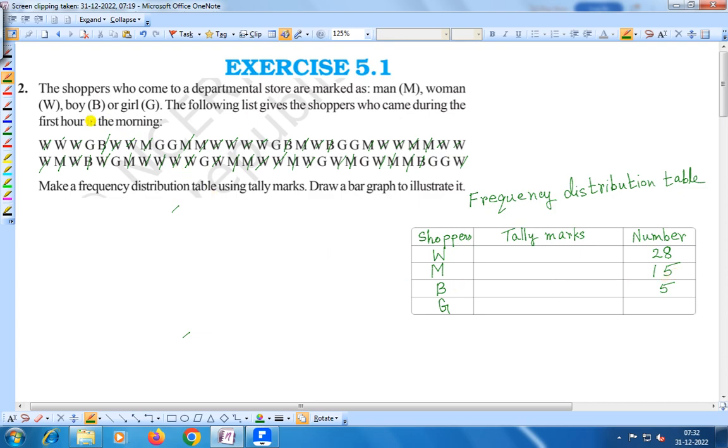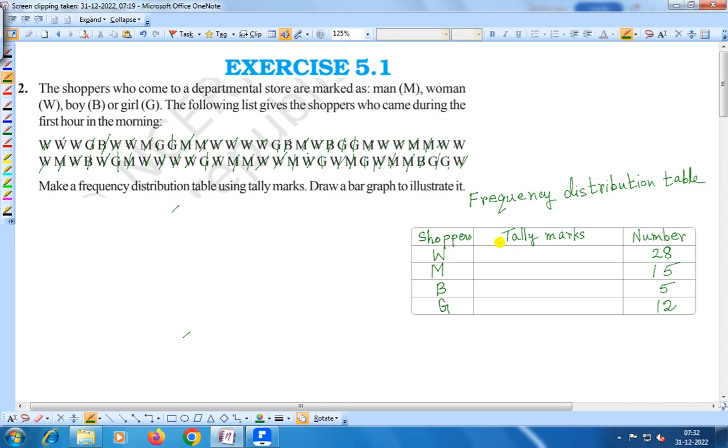Girl, you have to count the girl also. Girl is 1, 2, 3, 4, 5, 6, 7, 8, 9, 10, 11 and 12. Girl is 12. Right? Now we'll make the tally marks.